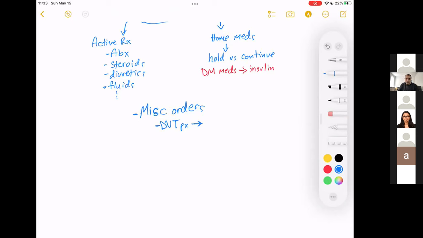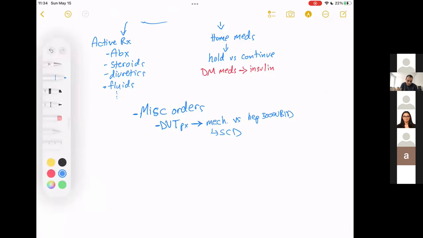Okay, good. So there's two kinds of ways, right? You either use mechanical ways, and these mechanical ways include what we call SCD, sequential compression devices, okay, versus medical. And the medical is gonna be either heparin, and usually it's different doses. My go-to dose is usually 5,000 units BID. Okay, this is my own preference, but there's no right or wrong, okay? Versus low molecular weight heparin, okay?